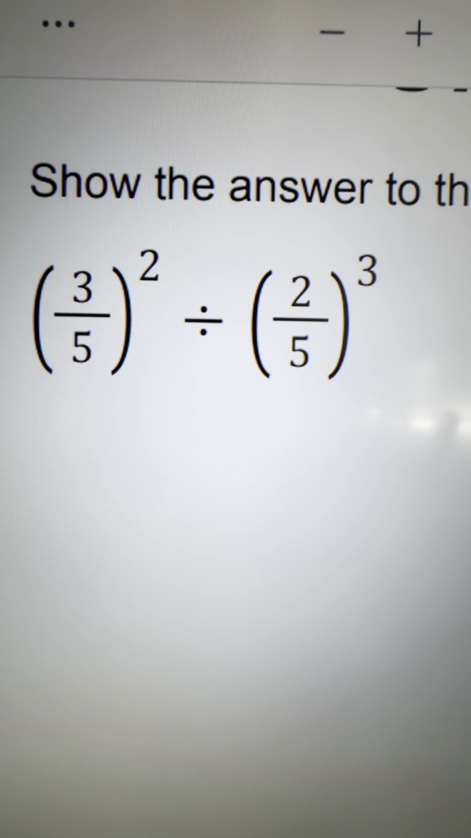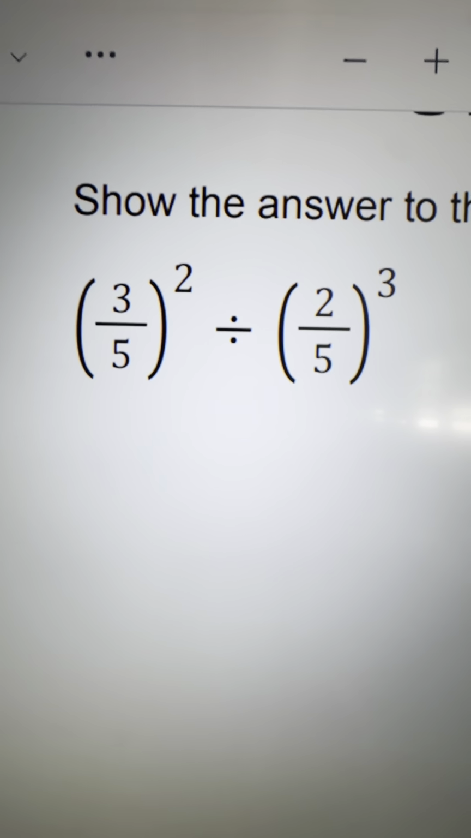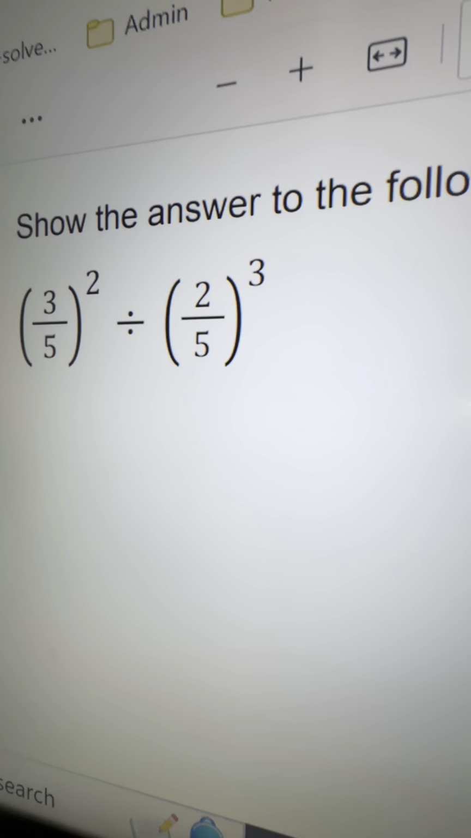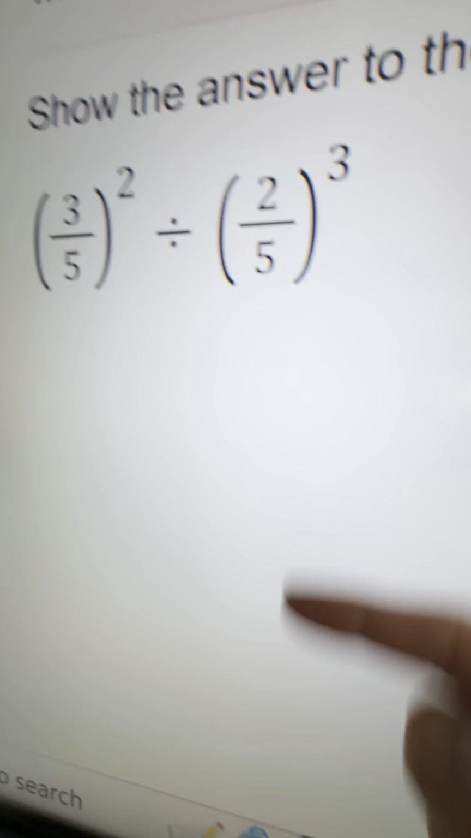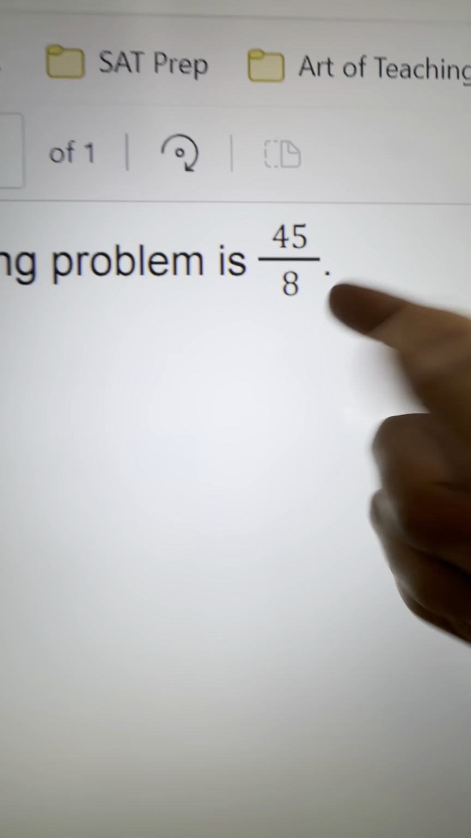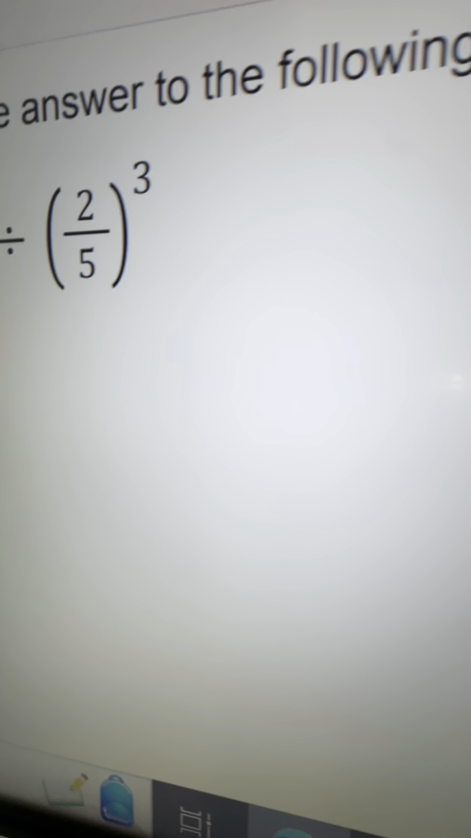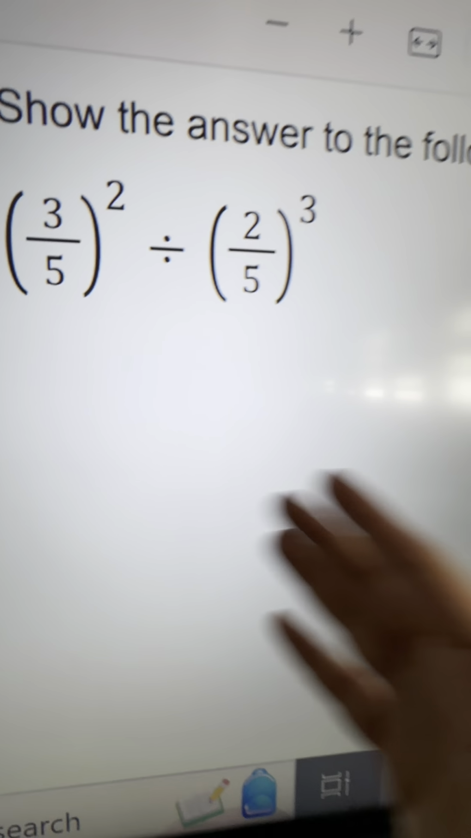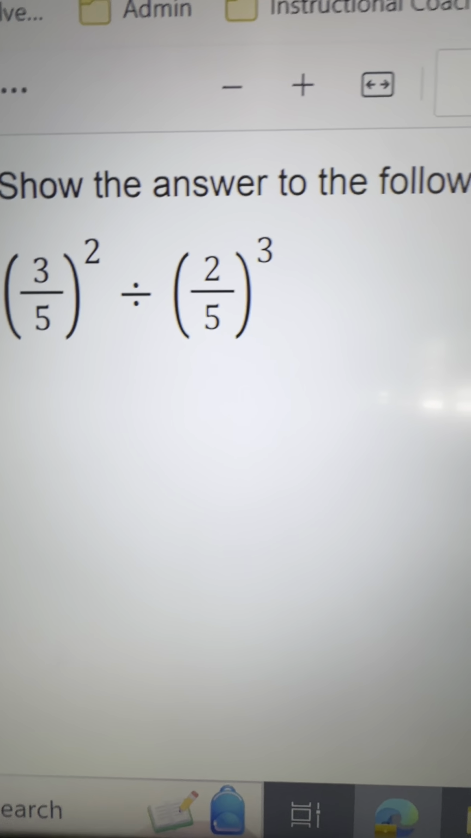And that's a reason why organization is going to be very important for these problems, because if, let's say, you solve this problem, you know you're supposed to get 45 over 8, but you don't get that answer, that means you made a mistake somewhere. But if your work is messy and it's not organized, it's going to be hard to find that mistake.